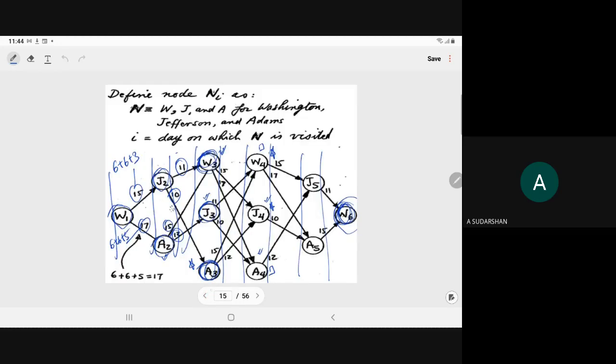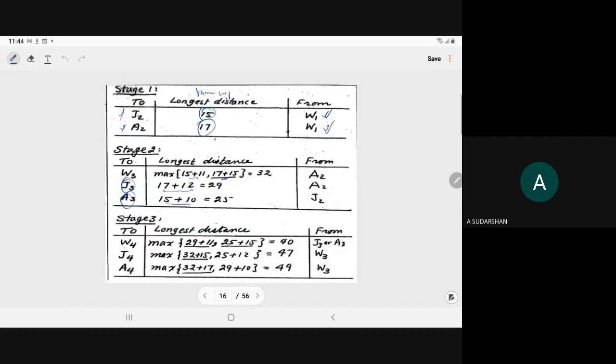So here we have the longest distance. The longest distance will become the maximum of 15 plus 11, 17 plus 15, that is 32. This 32 you are getting from the A2. Then J3, 17 plus A2, that is 29, again from the A2. And for the A3, the longest distance will be 15 plus 10, that is 25, and that is from the J2.